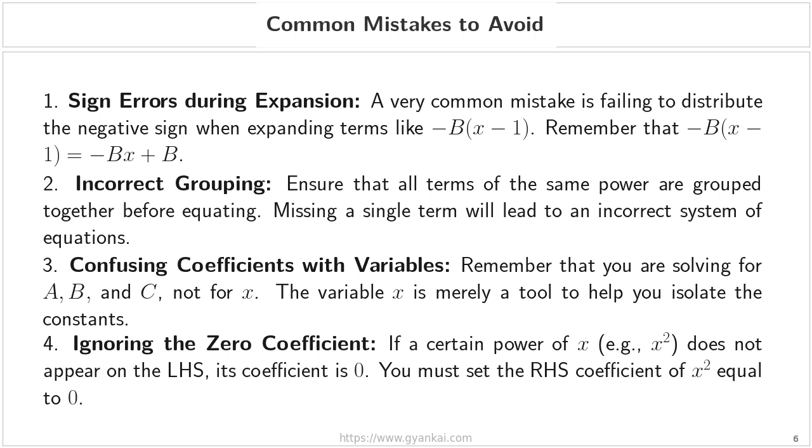So, if there's no x squared term on the left, you need to set the coefficient of x squared on the right-hand side equal to 0 as well. This ensures your system of equations is complete and accurate. Alright, so keep these common mistakes in mind as you practice. Now, let's move on to the final slide, where we'll summarize the key takeaways from this entire method.